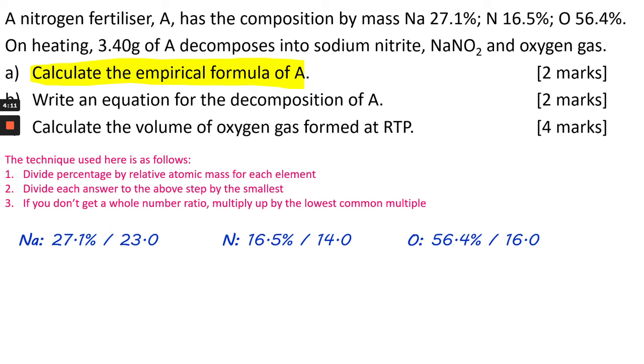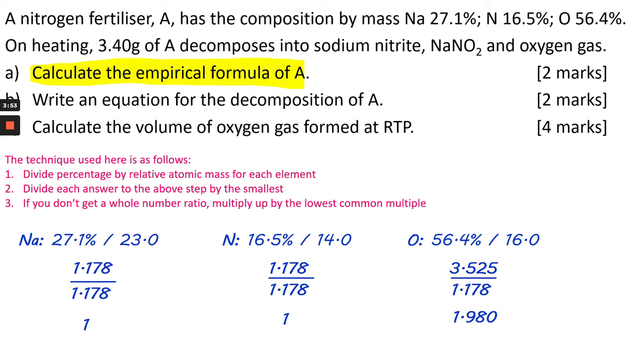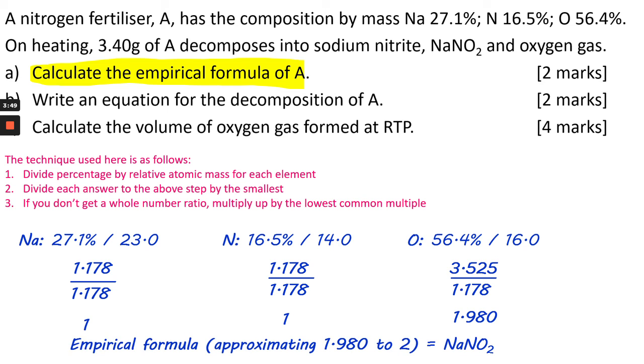So 27.1 over 23.0, 16.5 over 14, 56.4 over 16 gives you these numbers. So you find the smallest is obviously 1.178, so you divide by that through each time, and that gives us 1, 1, and 1.980. You can approximate 1.980 to 2, and that gives you NaNO2.